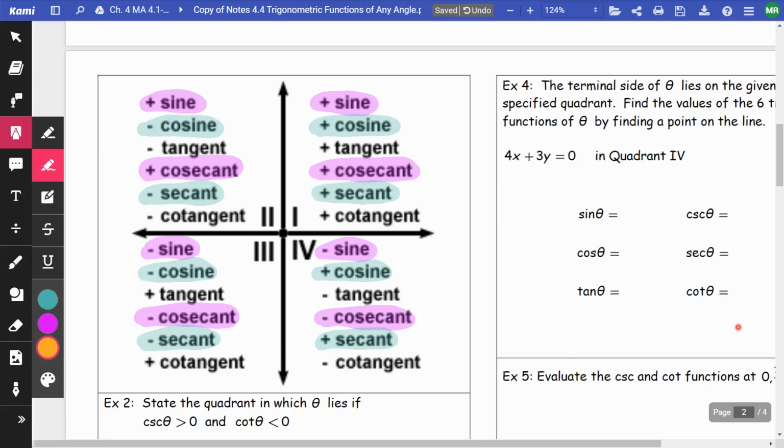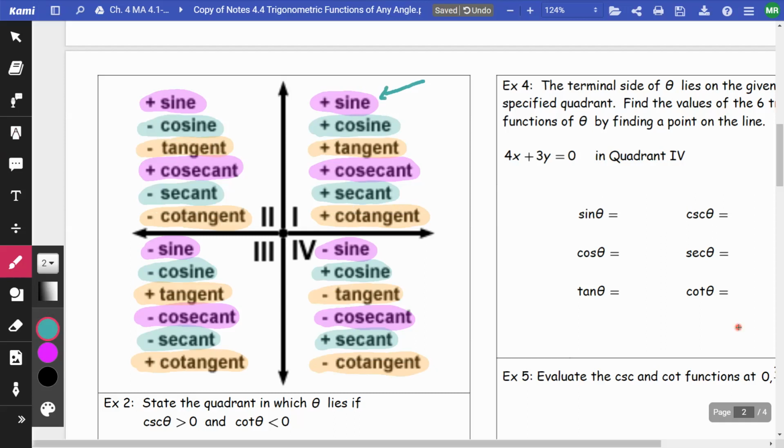And then tangent is positive here, and so is its cotangent. Tangent is negative here, so is the cotangent. Tangent is positive here, so is the cotangent. Tangent is negative here, so is the cotangent. So again, if we know where our sine, cosine, and tangent are positive and negative, the reciprocals will be the same sign.